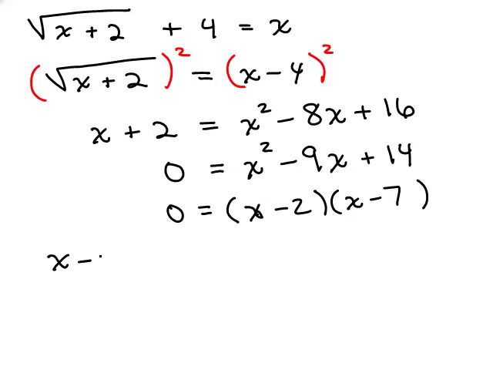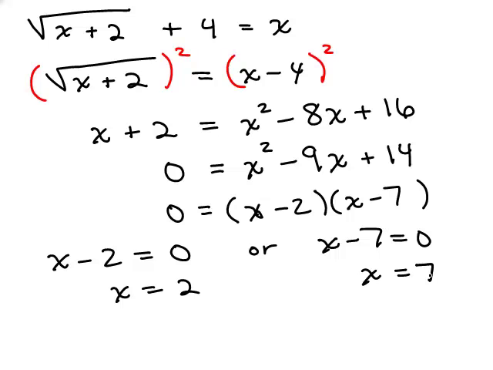So we set each factor equal to 0 and solve. So we've got two possibilities, x equals 2 or x equals 7. Now I want you to look up back in the original equation up here. See if you could do that in your head.